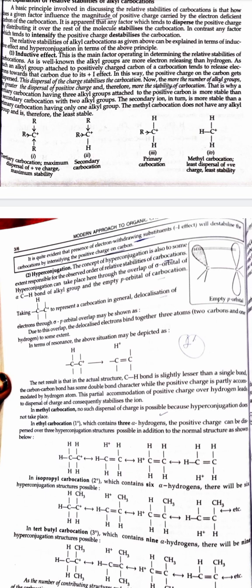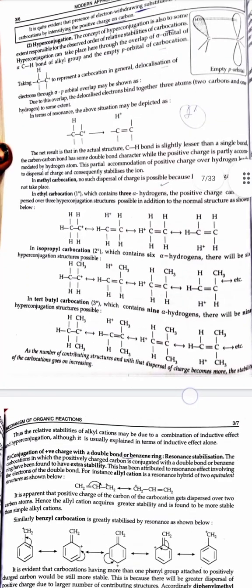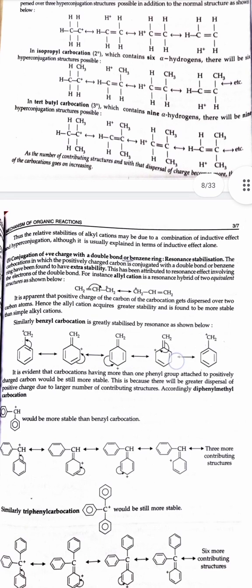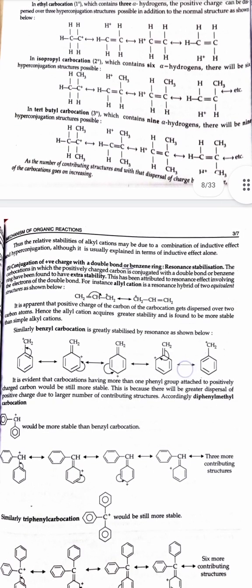In methyl carbocation, no such dispersal of charge is possible because hyperconjugation does not take place. In ethyl carbocation, which is primary and contains three alpha hydrogens, the positive charge can be dispersed over three hyperconjugation structures possible in addition to the normal structure as shown below. Thus, the relative stabilities of alkyl cations may be due to a combination of inductive and hyperconjugation effects, although it is usually explained in terms of inductive effect alone.